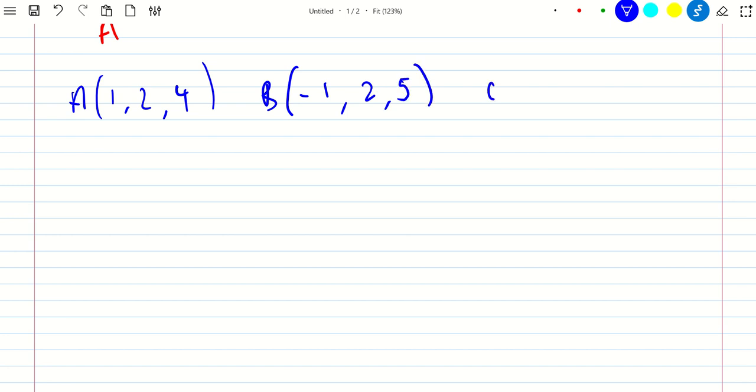So let's just do a quick example of that. I'll try to be a little bit brief here. Let's say you have point A being, I'm just going to use random numbers here, 1, 2, 4. Let's say B is -1, 2, 5, just trying to make up numbers that won't make the maths incredibly difficult and long. And C, let's go 0, 3, 1. Right, so I've got those 3 points.